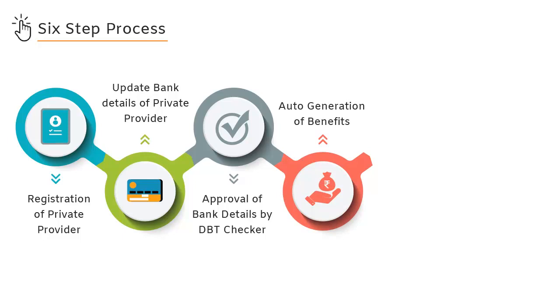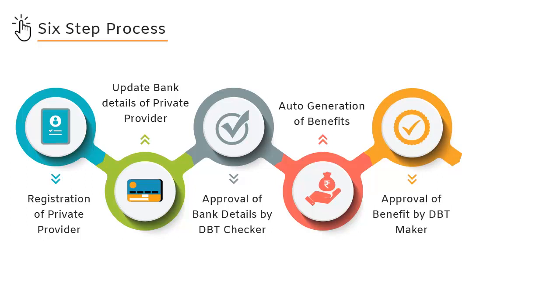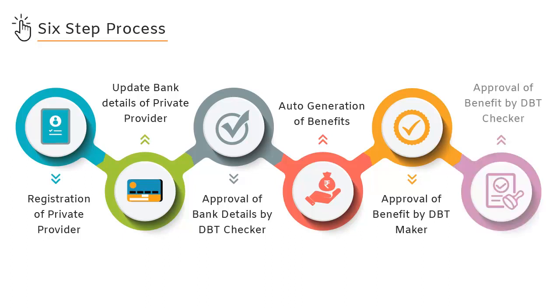Based on the eligibility criteria, NICSHE automatically generates the benefits. The fifth step is approval of benefit by DBT maker. Here, the DBT maker at TU level has to approve the benefit before it is released. The last step is approval of benefit by DBT checker.